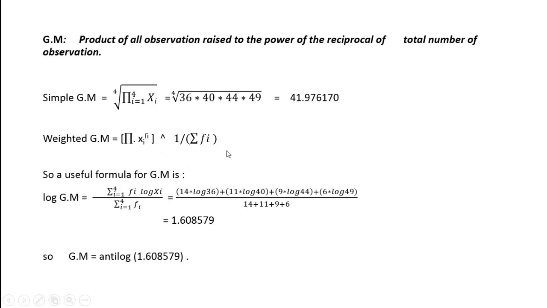Now observe one interesting thing: this expression is in exponential form. So in order to make our calculation easier, we take logarithm on both sides. After taking logarithm, this expression 1 by summation fi comes here, and this expression becomes summation i running from 1 to n fi log xi. Thus our calculation becomes 14 multiplied by log 36 plus 11 multiplied by log 40 plus 9 multiplied by log 44 plus 6 cross log 49 whole divided by sum of total frequencies. In order to calculate the geometric mean, take simple antilog of this expression.